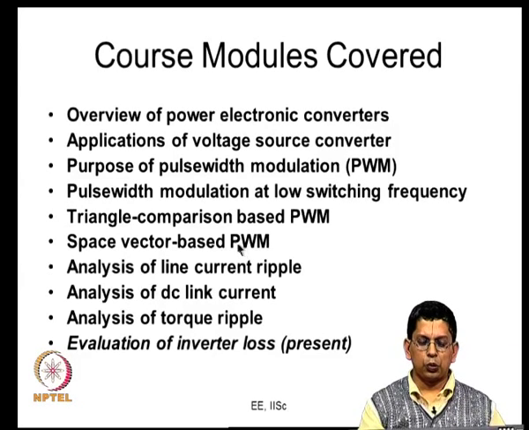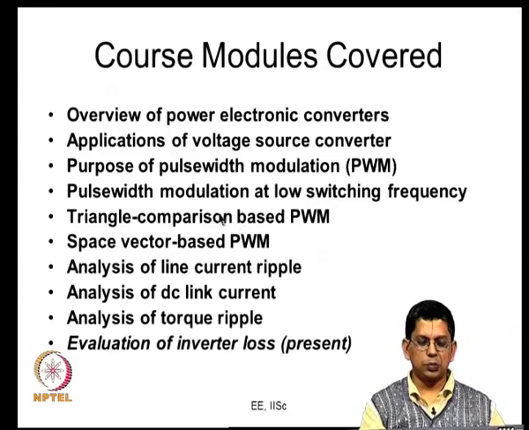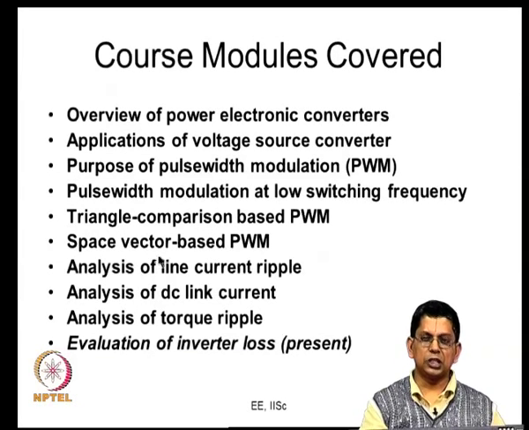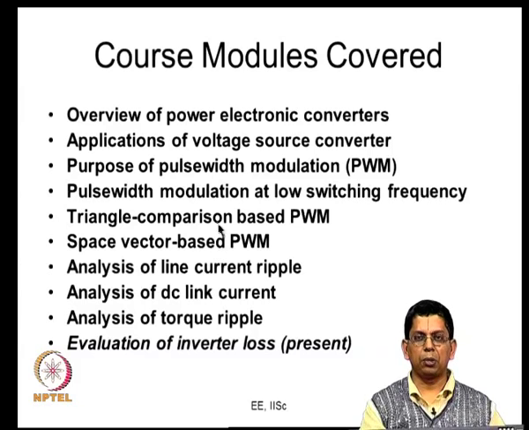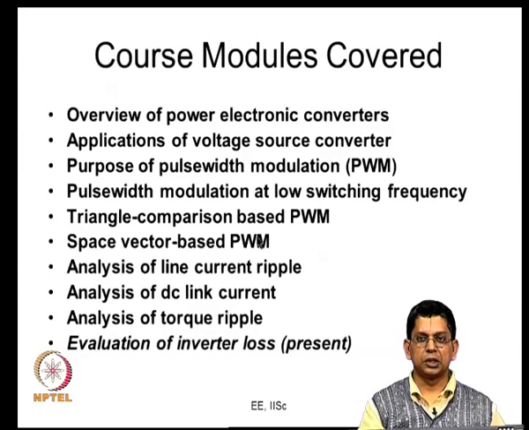There are two different approaches: one is triangle comparison and the other one is space vector based PWM. As I have said many times before, whatever is possible with triangle comparison based PWM is possible with space vector, but the reverse is not possible. There are certain space vector based PWM methods which cannot be implemented as triangle comparison methods. So, space vector based PWM is more general than triangle comparison PWM methods, but triangle comparison PWM methods could actually be easier to implement. We have seen many of these.